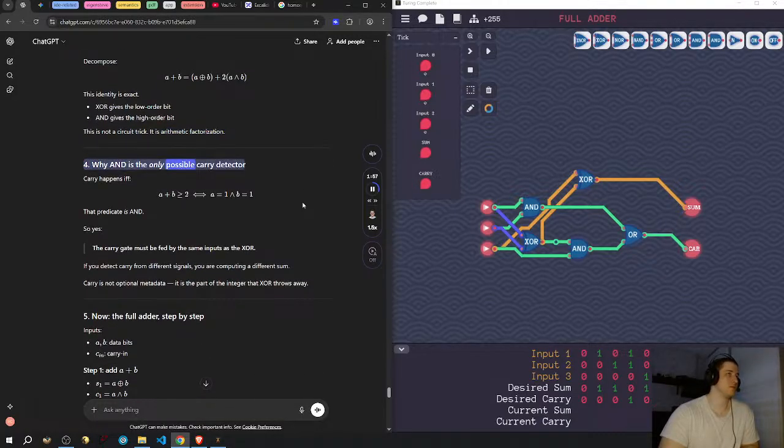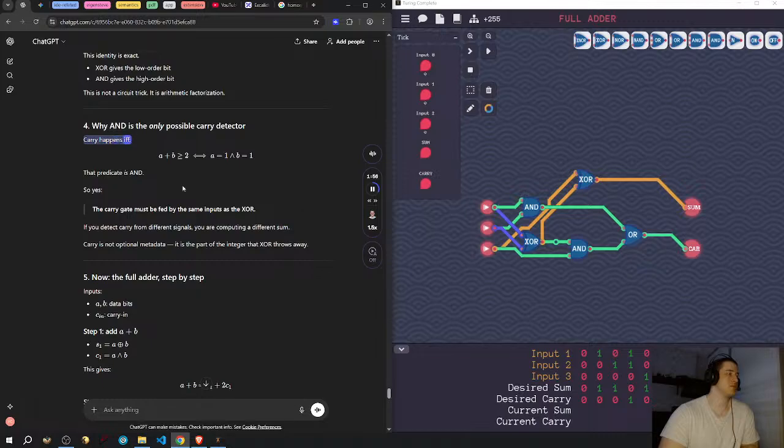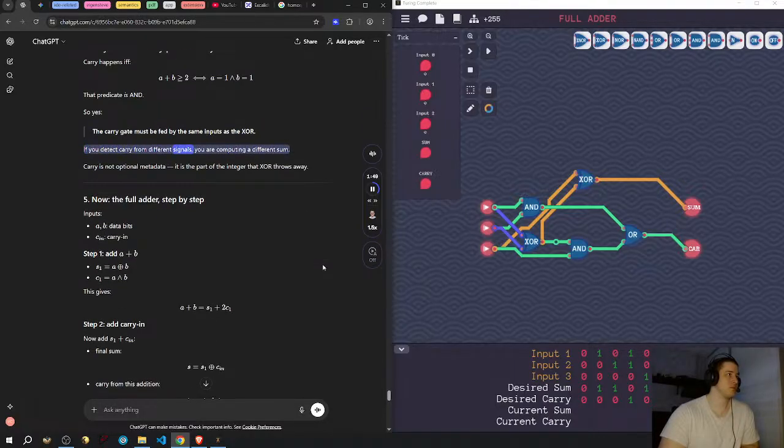4. Why AND is the only possible carry detector. Carry happens IFF A plus B is 2, that predicate is AND. So yes. The carry gate must be fed by the same inputs as the XOR. If you detect carry from different signals, you are computing a different sum. Carry is not optional metadata, it is the part of the integer that XOR throws away.